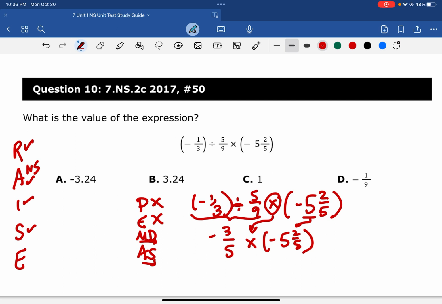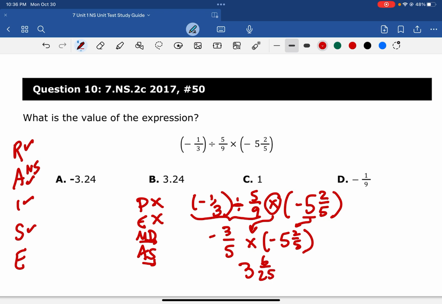We've done our division, so now we'll do our multiplication. So now we've got -3/5 times -5 and 2/5. Again, you don't have to worry about showing the actual calculational part. Let the calculator do that. So we've got 3 ABC 5 negative times, and this is a mixed number, so we have to hit the ABC button twice, 5 ABC 2 ABC 5 negative, and that gives us 3 and 6/25.